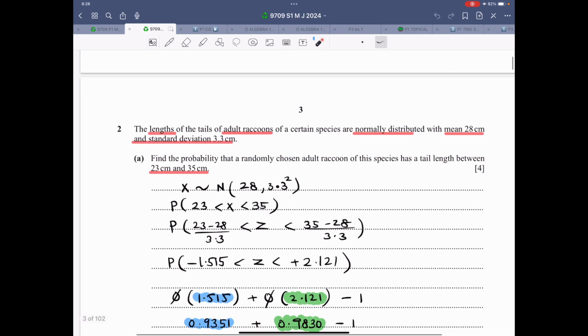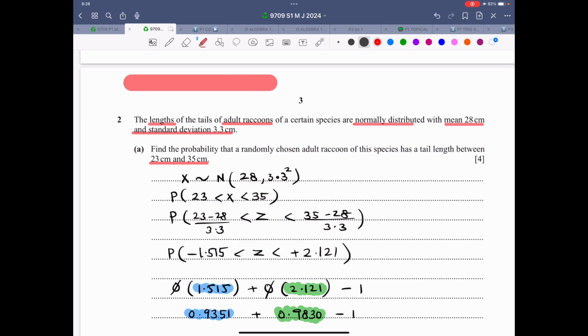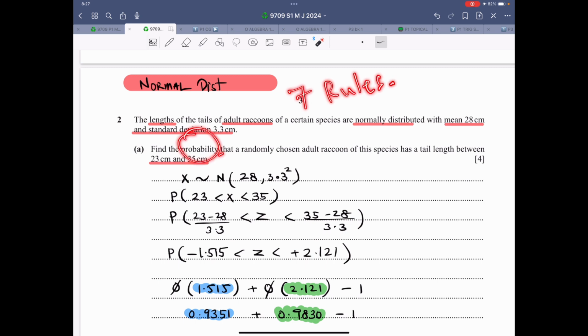Question number 2. Now let me label it. So what is this question all about? This question is about normal distribution. So let's get started with this. It says the lengths of tails of adult raccoons, that's kind of an animal, of a certain species are normally distributed with mean 28 and standard deviation 3.3. First part, find the probability. That means the 7 rules. Remember what is being taught in class and in different lectures. Find the probability that a randomly chosen raccoon of this species has a tail length between such and such.